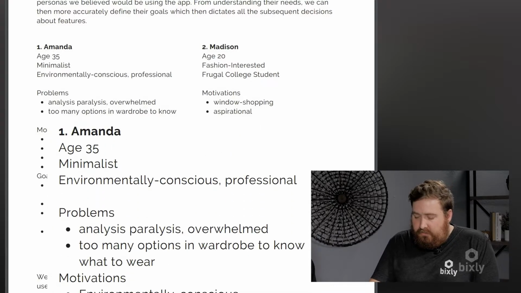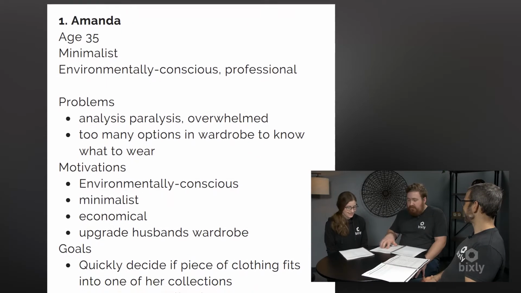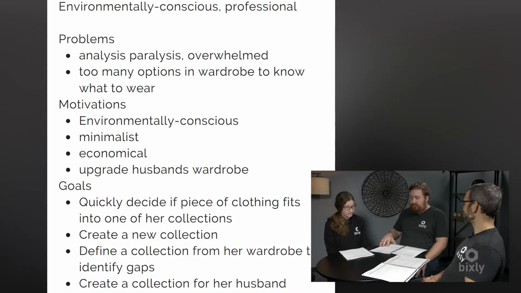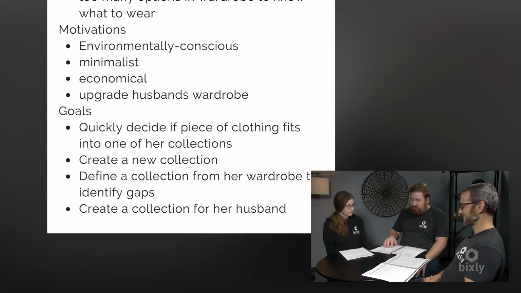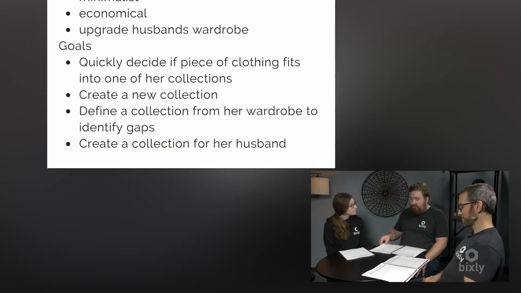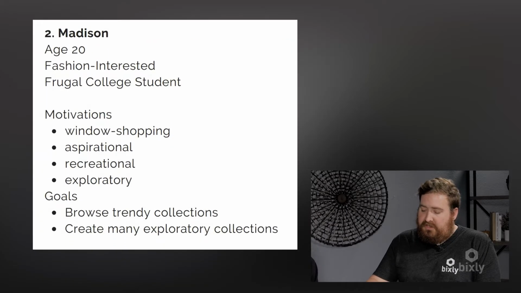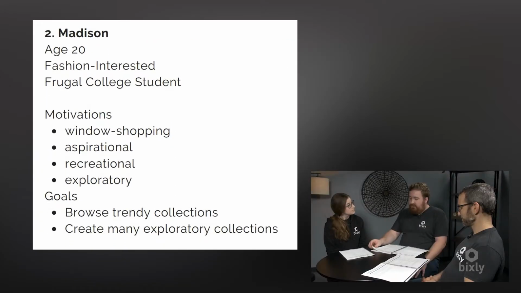So we have our main category of Amanda, who's this mid-30s minimalist, environmentally conscious professional, and she has certain goals that are specific to her, such as quickly deciding if a piece of clothing fits into her collection. She's about efficiency and minimalism, and then another category of user we saw was Madison, who's this younger Gen Z, possibly college student, fashion interested. She's more into the browsing or creating a bunch of different collections, exploring possibilities, seeing what's trendy, that kind of thing.